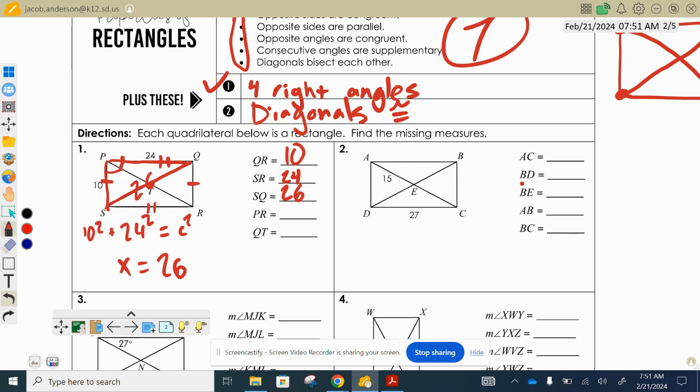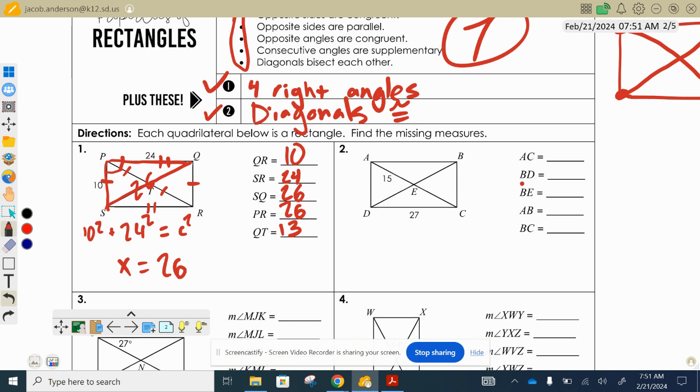And then PR. PR is my other diagonal, and using the rectangle property, we know that diagonals are congruent. My fault. Diagonals are congruent. So PR would also be 26. And then it wants QT, which is just half of that diagonal. And we know that diagonals bisect each other due to our parallelogram properties. I probably should be marking those with different marks, but my diagonals are bisecting each other, which should mean QT is 13. That's a parallelogram property.